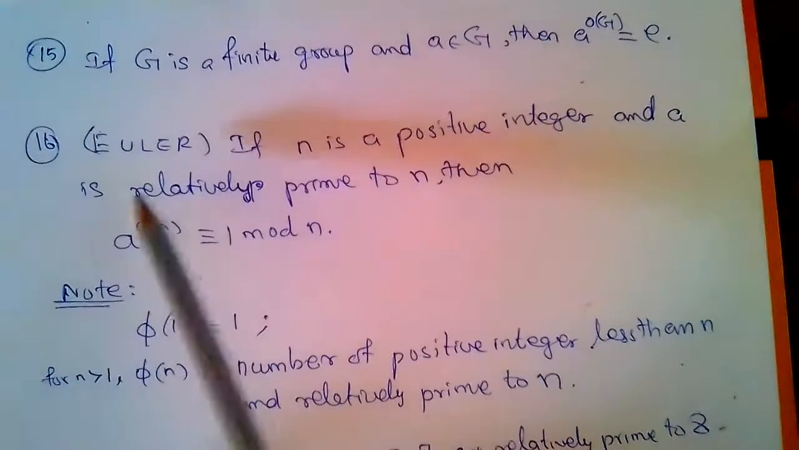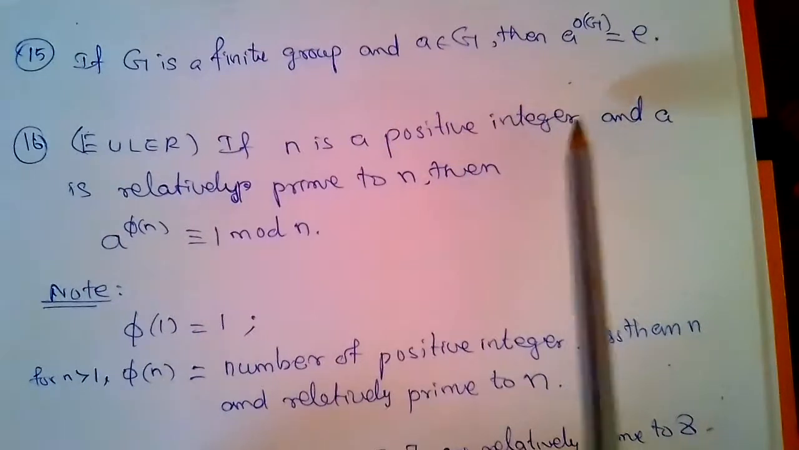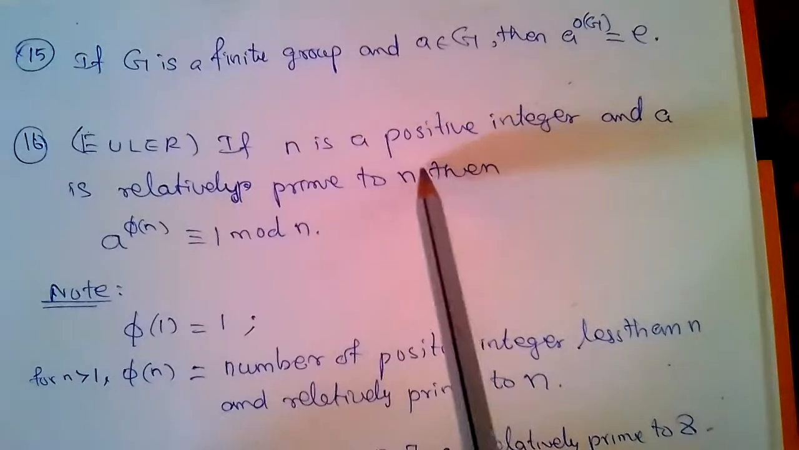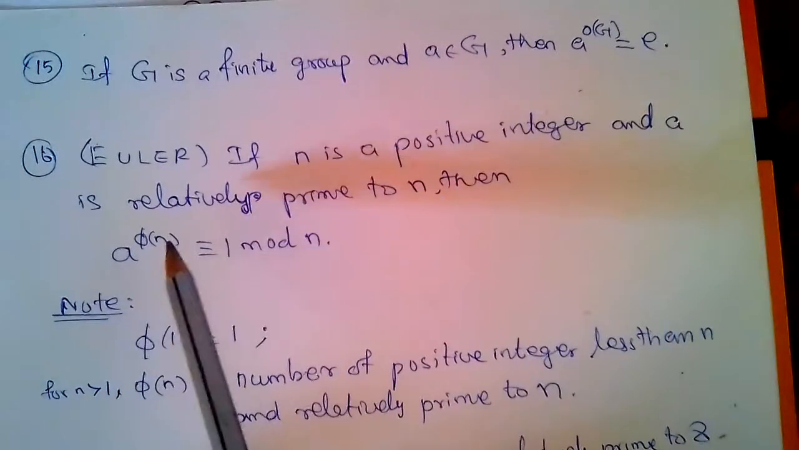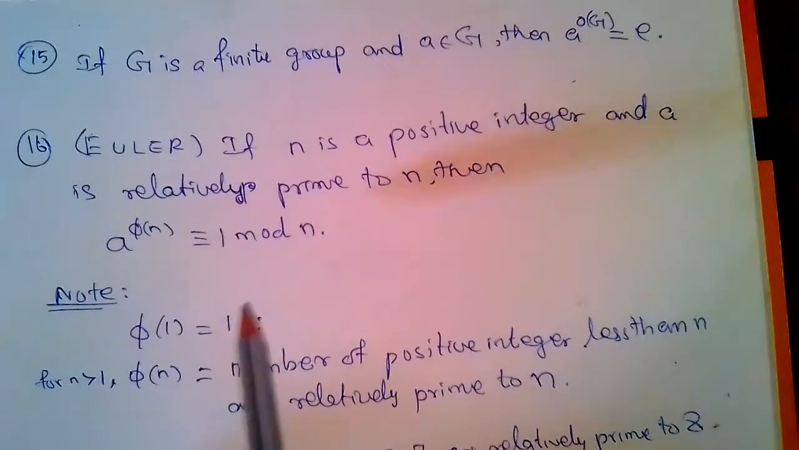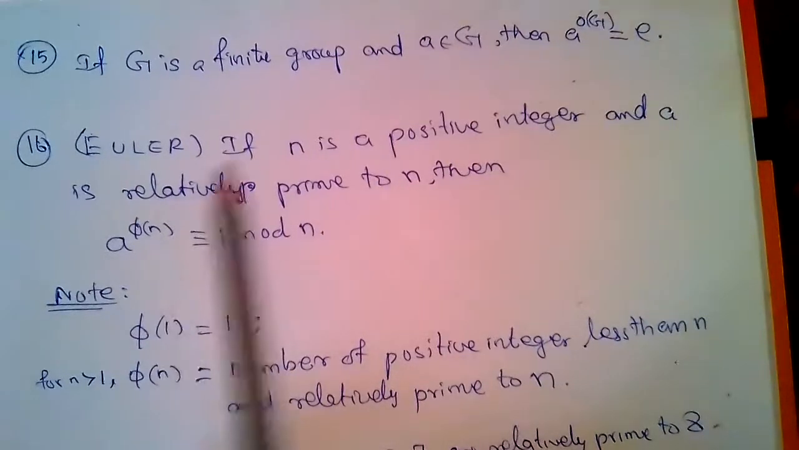Next, Euler's theorem: if n is a positive integer and a is relatively prime to n, then a power phi of n is equal to 1 mod n. Note, phi of 1 is equal to 1. For n greater than 1, phi of n is equal to the number of positive integers less than n and relatively prime to n. Phi of n is the Euler function.